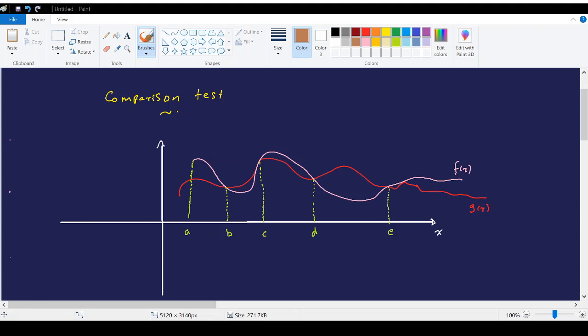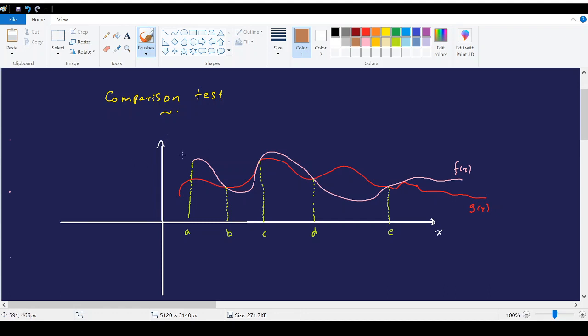Let's start the final topic of this section, which is the comparison test. To understand the comparison test, it is easy if we visualize the integral as the area under a certain curve, right? Okay, so I will explain it with this example.